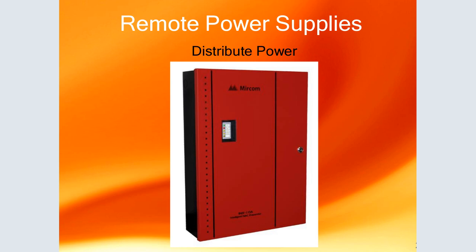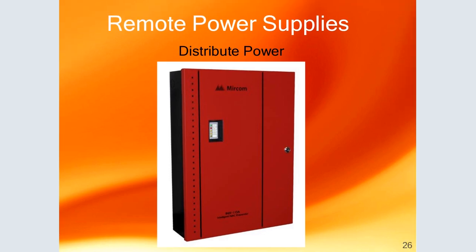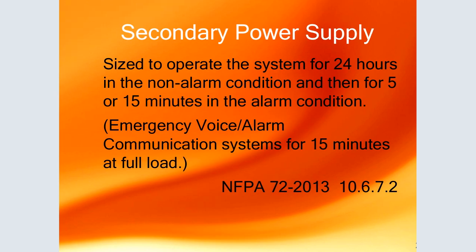Another thing is the remote power supplies. We have the distribution power. And we said that the fire alarm or the control panel uses backup power. It does not use the normal electricity that we use. So it uses backup power. So this is the distribution power, an example of a remote power supply for the fire alarm system or the circuit.